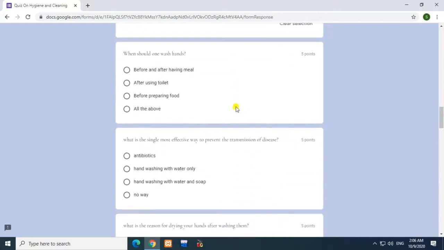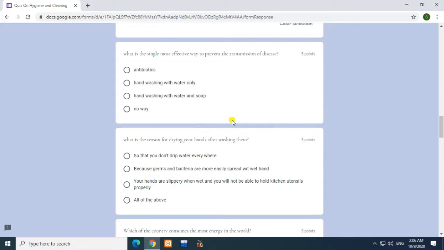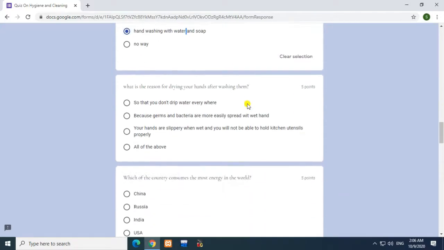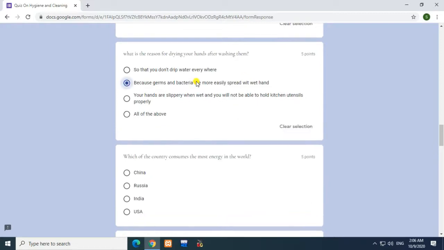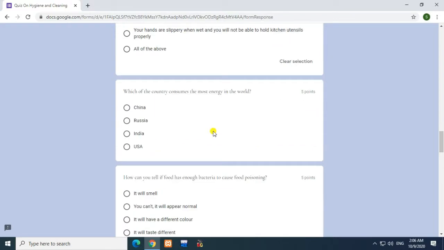Question: when should one wash hands? Answer: all the above. Question: what is the single most effective way to prevent the transmission of disease? Answer: hand washing with water and soap. Question: what is the reason for drying your hands after washing them? Answer: because germs and bacteria are more easily spread with wet hands.